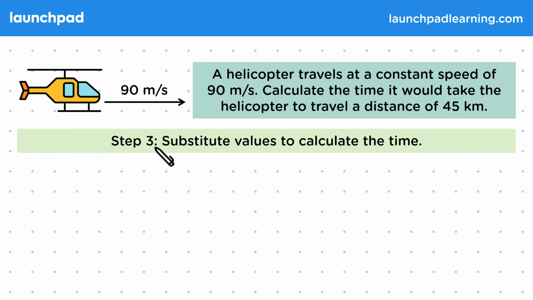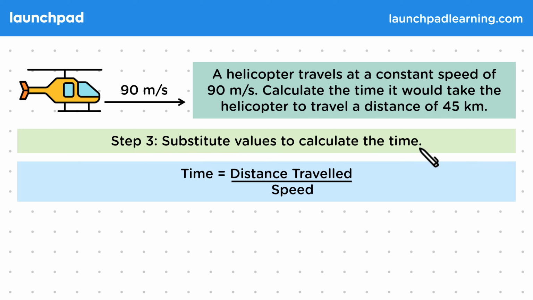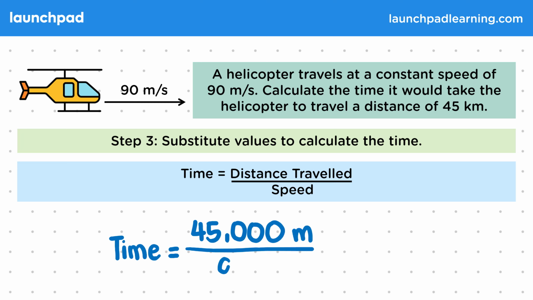Then for step 3, all we need to do is substitute the values to calculate the time. So the time is equal to 45,000 metres divided by 90 metres per second, and that gives us 500 seconds.